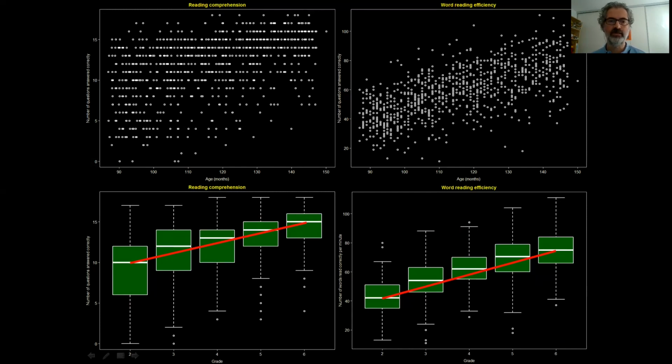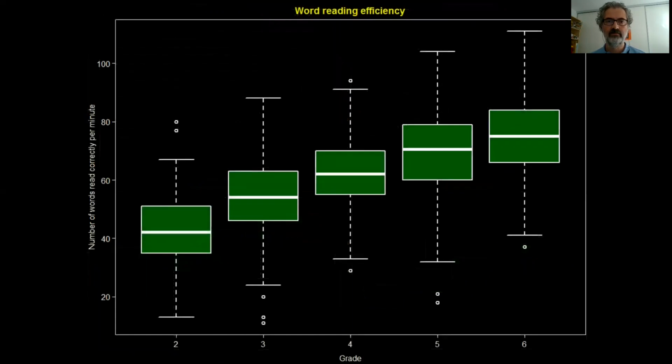Let us see what differences between specific categories look like and how you can evaluate the relationships between variables using a box plot. If you don't remember exactly what the box plot shows, please go back and review the information about the box plots. Here is the graph of word reading efficiency by grade. And we can see the boxes enclosing half of the data by showing the first, second, and third quartile.